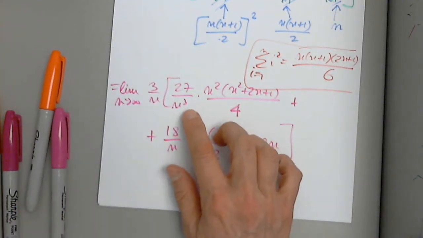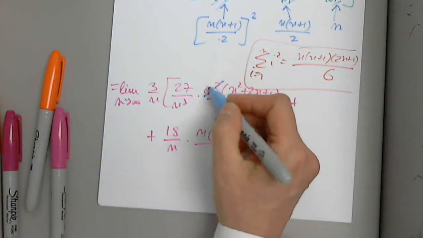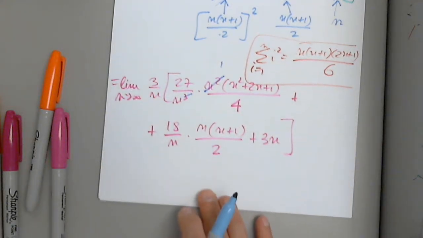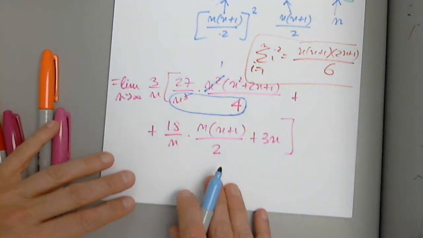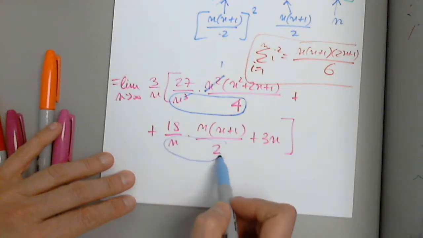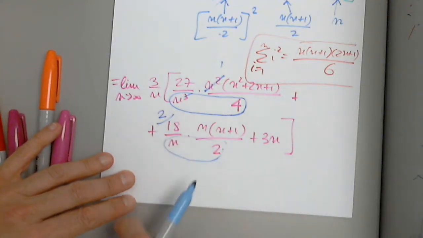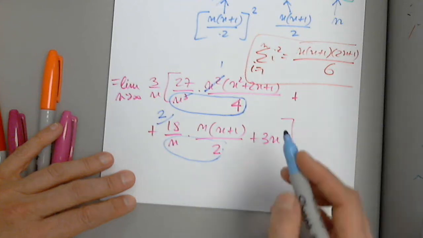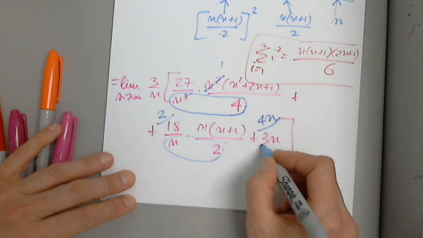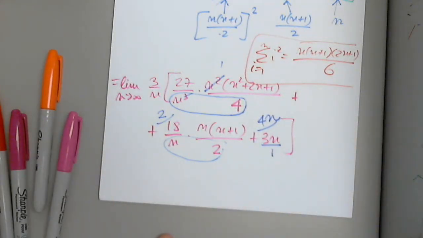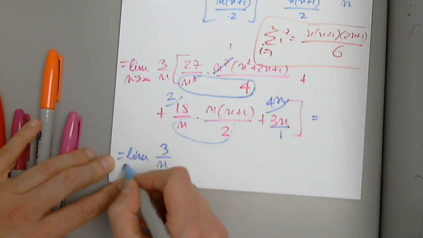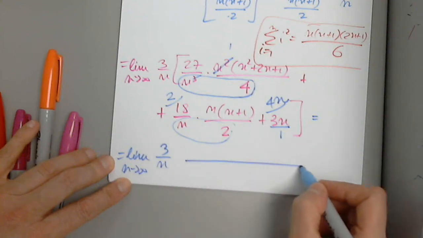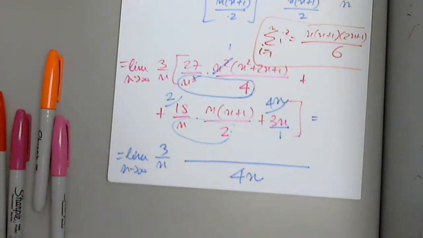So I will only simplify here the n squared. I will leave alone the 4n, but since this is only 2n, I will have to multiply the numerator by 2, and this by 4n because it has denominator 1. So then the next step is limit 3 over n. The least common denominator is 4n.